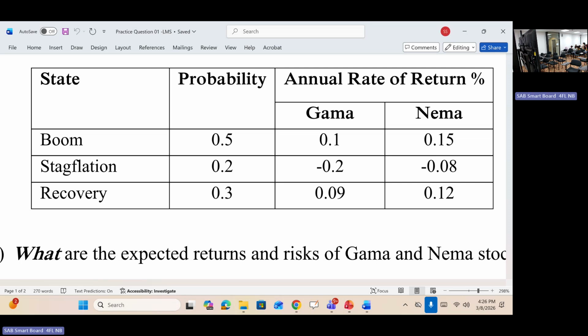It's going to be turning into a portfolio. 0.6 and 0.8.